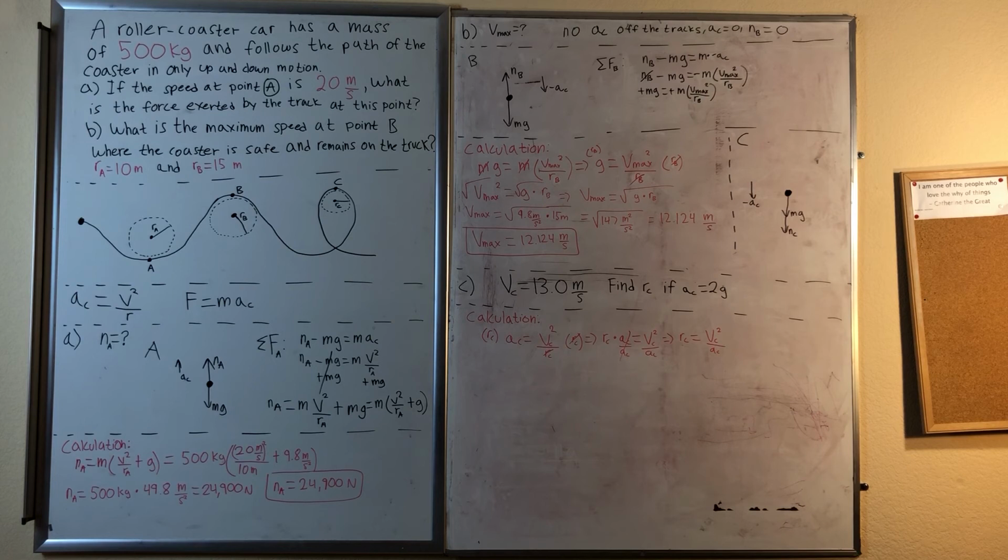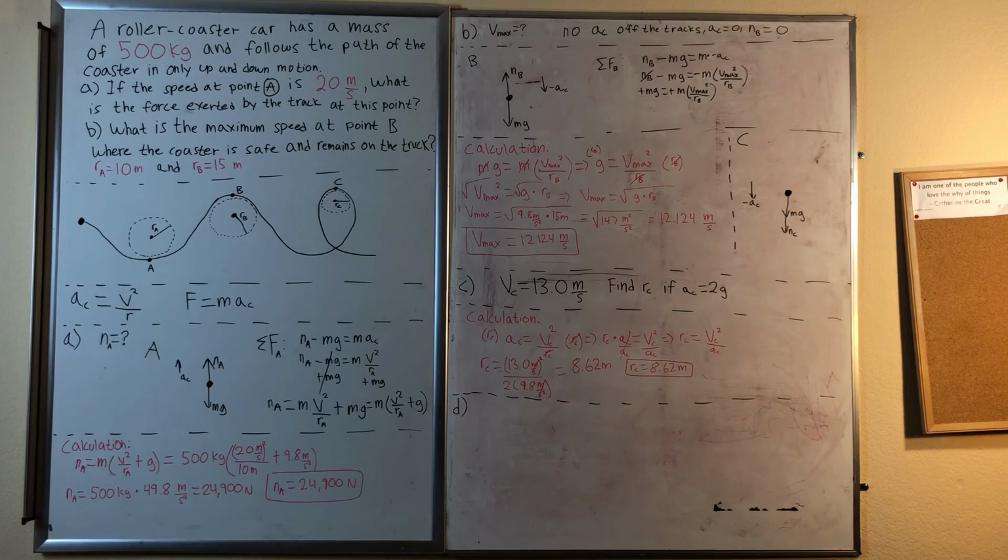Plugging in values now, r sub c equals 13.0 meters per second all squared over a sub c, which is 2 times 9.8 meters per second squared. Cancel out meter and second squared to get a final radius of 8.62 meters. So r sub c equals 8.62 meters.